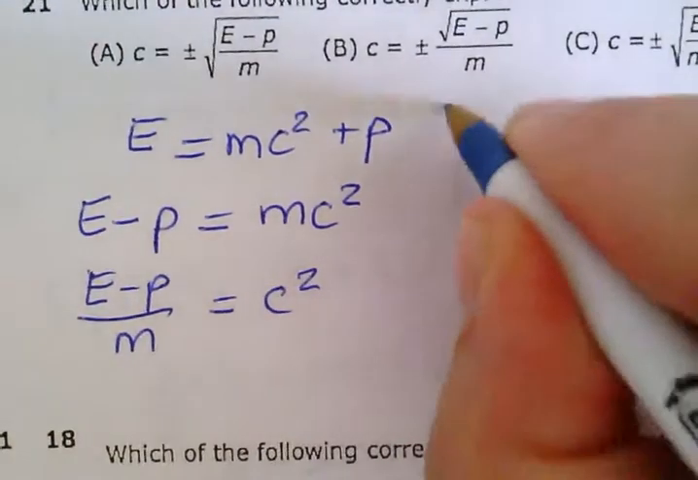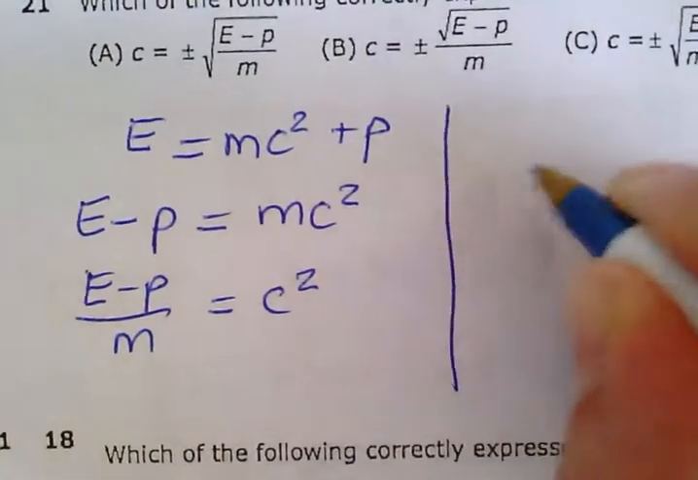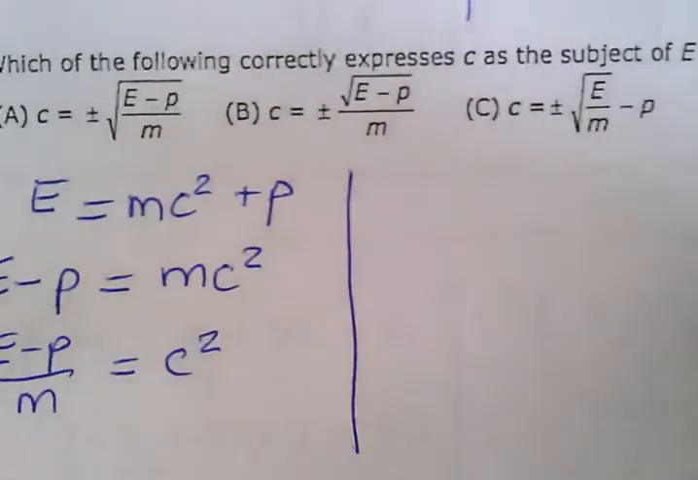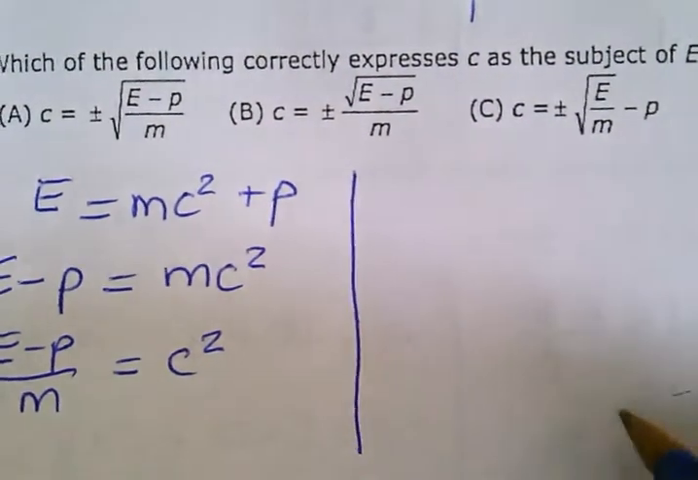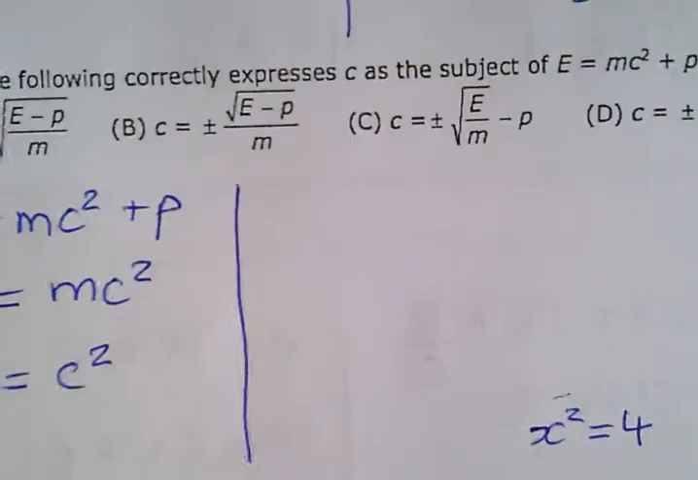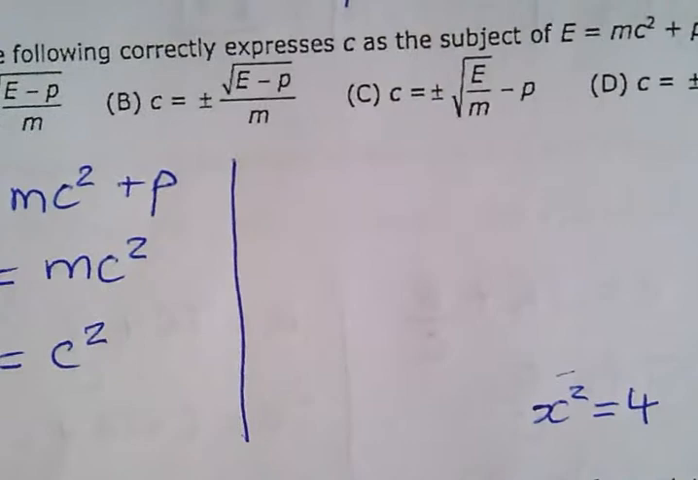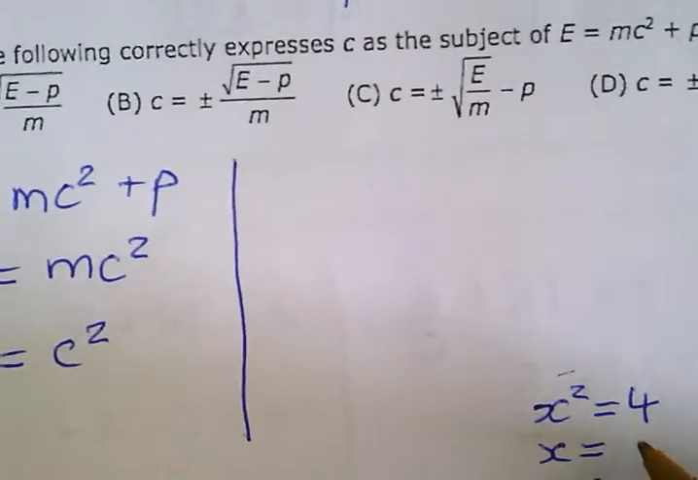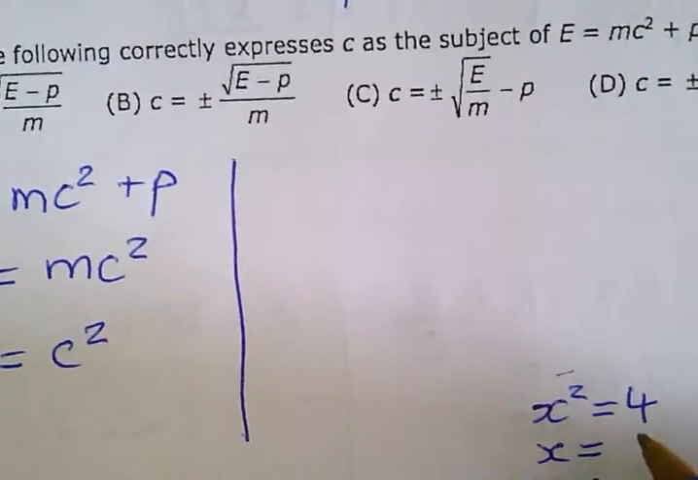So inverse operation of squared is square root. But when you take the square root of a number, girls, just looking over here, if I've got that x squared is 4, can you tell me what x could be, please? What times what is 4? 2 and negative 2.